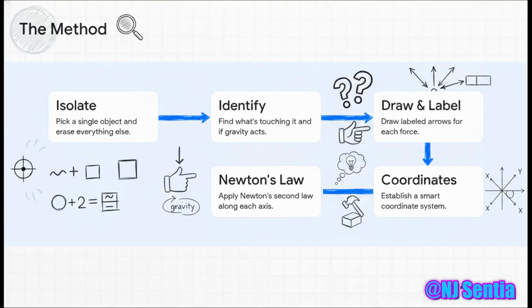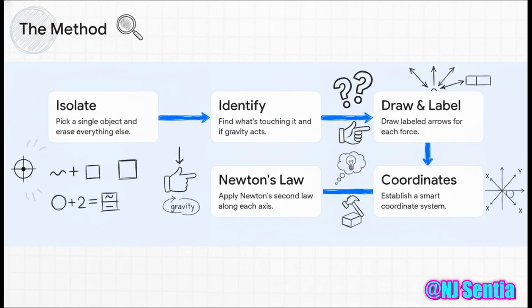It all boils down to these 5 steps. Step 1, isolate your object as a simple dot or a box. Step 2, identify every force. And the real trick here, just ask yourself 2 simple questions. What is physically touching it, and is gravity acting on it? If you ask those, I guarantee you won't miss a single thing.